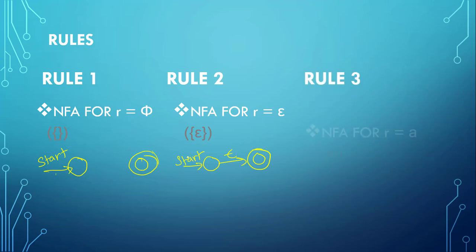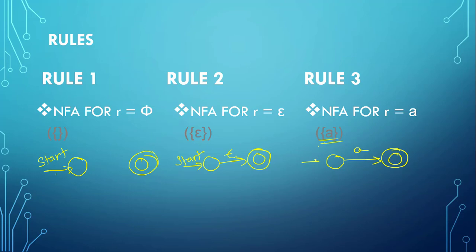And the last rule is NFA for R is equal to A. A is nothing but the input alphabet symbol that may be given or part of our regular expression. So here we will have a start state and a final state connected over A, and we have to take care that we divide our regular expression into sub-expressions and design an NFA for each sub-expression using these three rules.